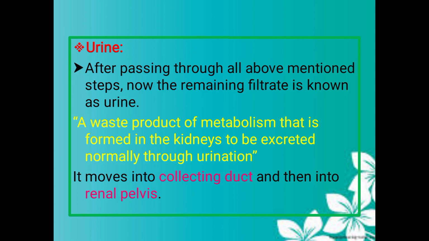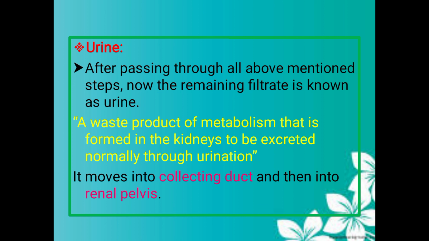Now all those steps of urine formation have been done, and now your urine is produced. So after passing through all the above mentioned steps, the remaining filtrate is known as urine. That is, the totally useless digestive material or metabolic waste is termed urine. How would you define urine? You will say a waste product of metabolism that is formed in the kidneys to be excreted normally through urination is called urine.